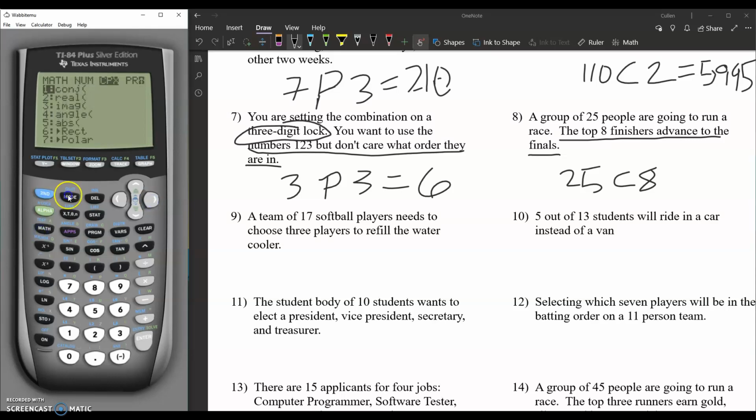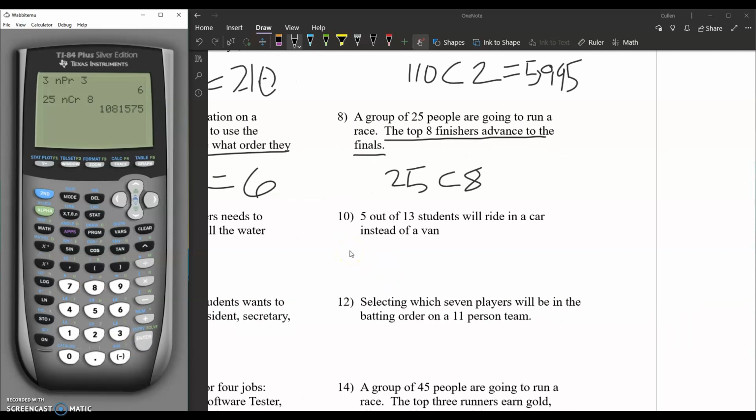So make sure you put 25 first. So 25, and then math, and then this is nCr, and we're choosing 8 finalists. So you come out with a lot of situations here. Let me see if I can write that down. Well, I guess I won't write it. So we got 10 million. Oh, nope. We've got 1 million, 081,575. Okay, so a bunch of different outcomes there.